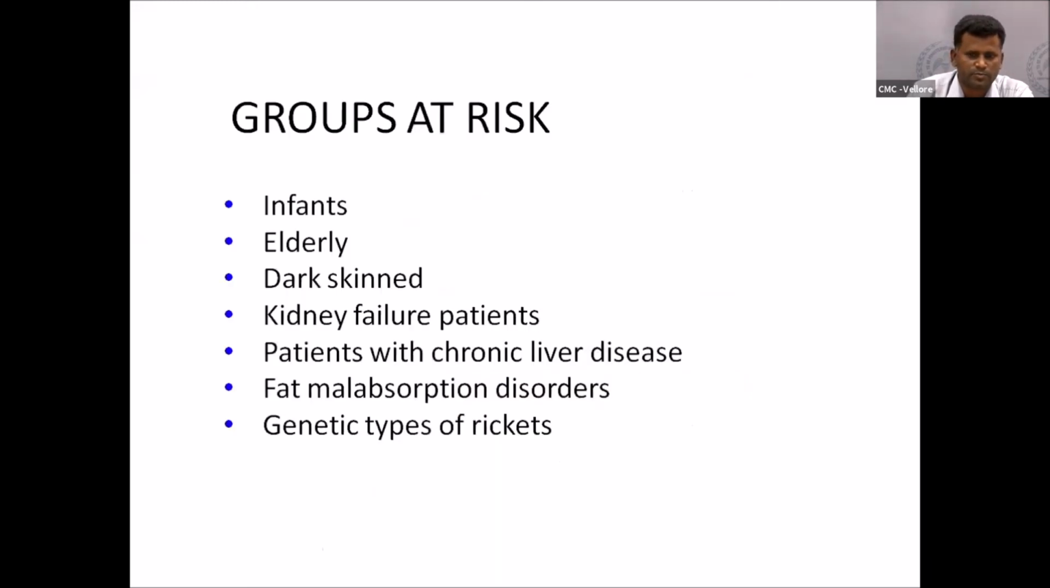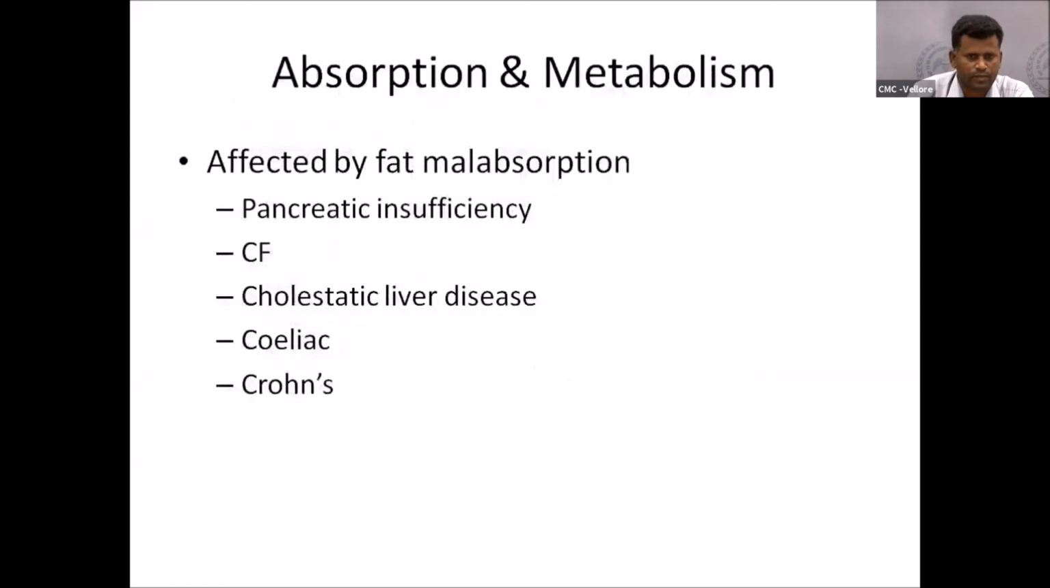So who are the groups of people who are at risk for vitamin D deficiency? Infants and elderly, and also dark-skinned people, and those with chronic kidney disease, liver disease, fat malabsorption. All those children are at risk for vitamin D deficiency. The other fat malabsorption conditions, particularly in children, like pancreatic insufficiency, cystic fibrosis, chronic liver disease, celiac disease, and Crohn's disease can produce vitamin D deficiency.